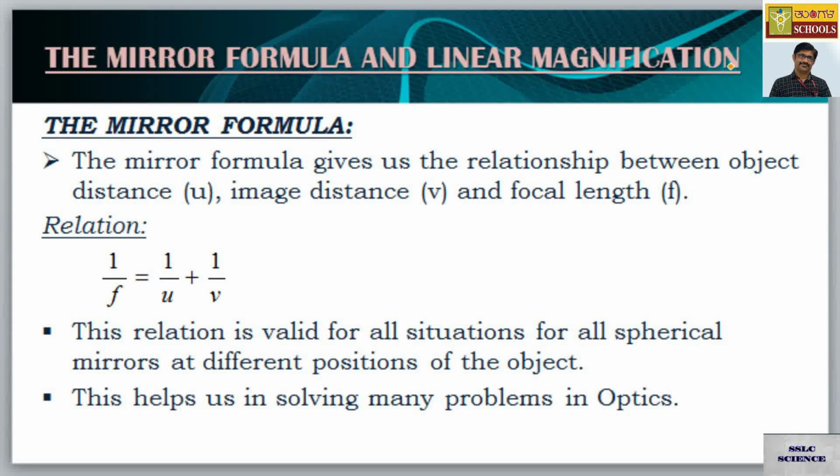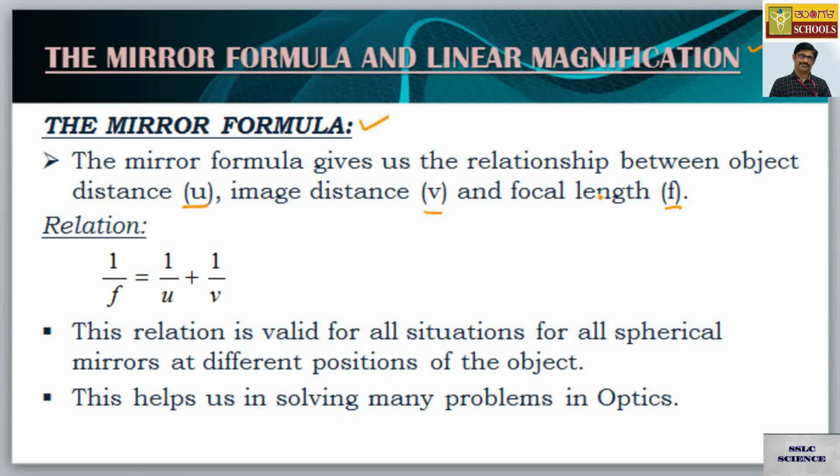The next part and the final part of this lecture is the mirror formula and linear magnification. First one, mirror formula. The mirror formula gives us the relationship between the object distance, denoted by u, the image distance v, and the focal length f. Here I am not deriving the equation. The derivation part you are going to learn in the future years.